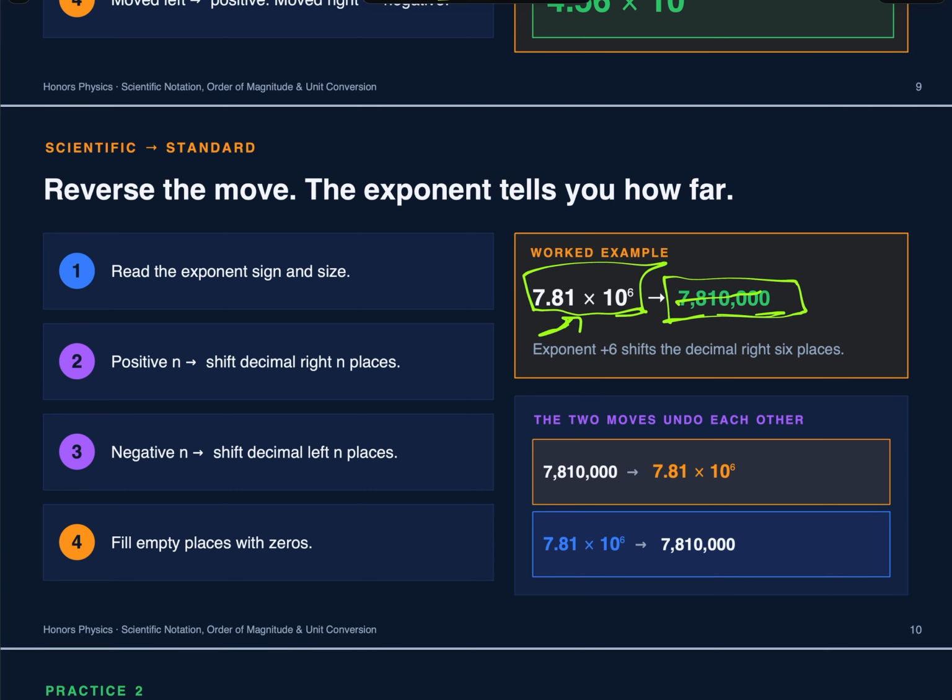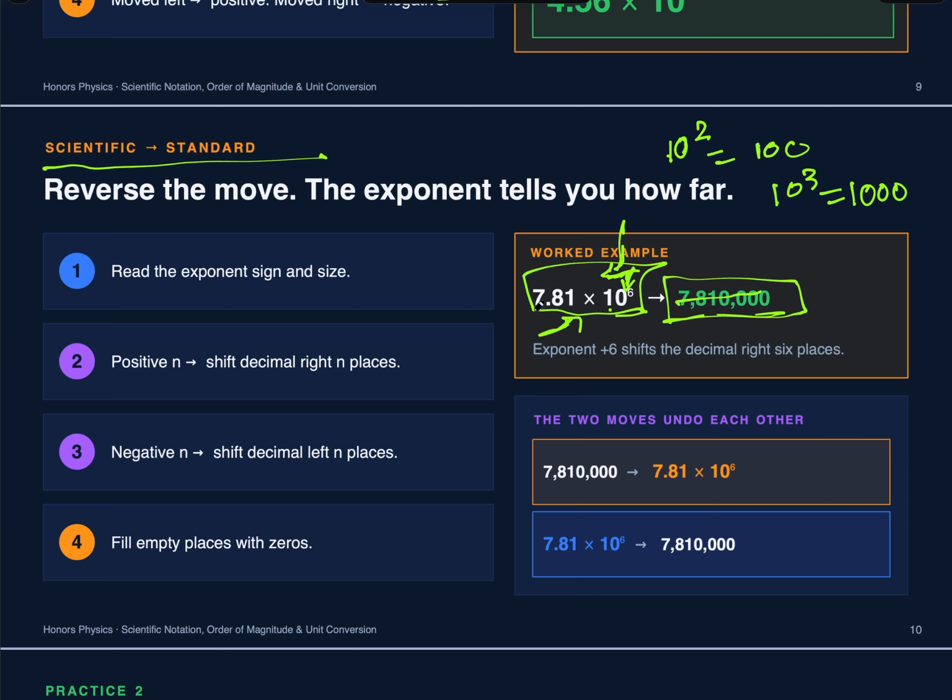Now, if I want to convert from scientific to standard form, I look at this number, and then I look at how many zeros this 10 has. How many zeros is that? Well, 10 squared would have 2 zeros because it's 100. 10 cubed would have 3 zeros because it's 1000. So similarly, 10 to the 6th would have 6 zeros.